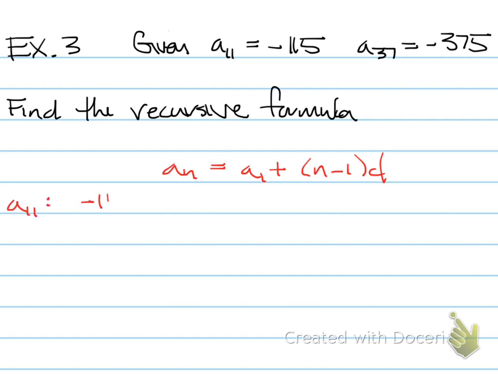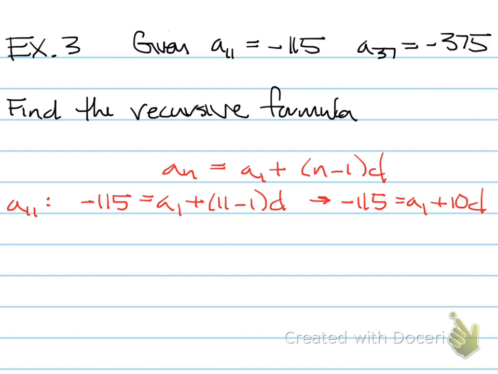So for the 11th term, the 11th term is negative 115. It equals a sub 1, the first term, plus 11 minus 1 times d. 11 is the number term that it is in the sequence. So 11 minus 1 is 10. So now we have negative 115 equals a sub 1 plus 10d.